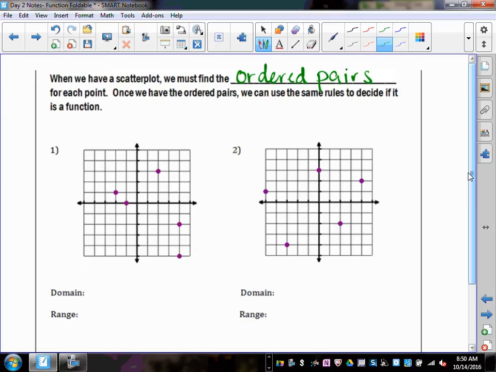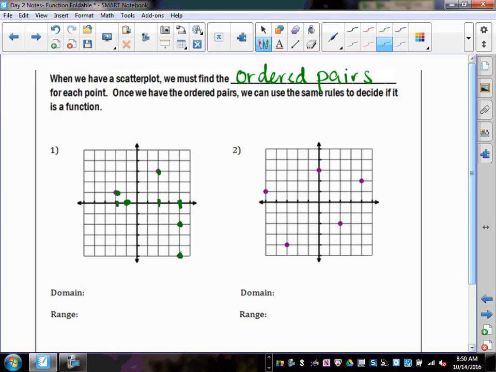So we need to look at our ordered pairs, but I think there's an easier way. Let's just take a look as we go across. Here's my first point. That x value goes to only one y value, right? Go to my next one. This x value goes to only this y value. Keep moving along. This has only one y value. Moving along. Uh-oh. This x value, what's my x value here?